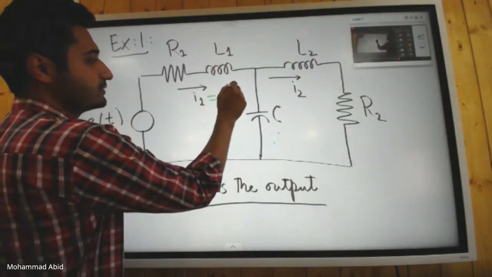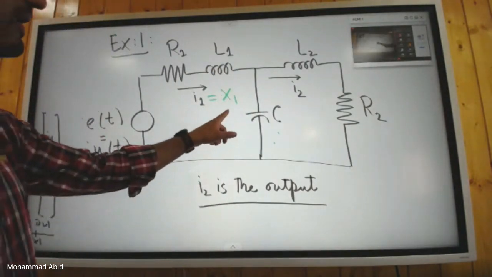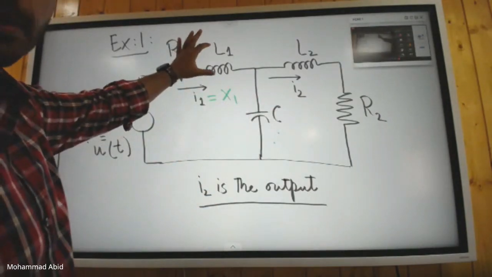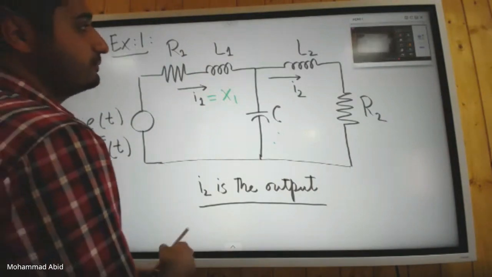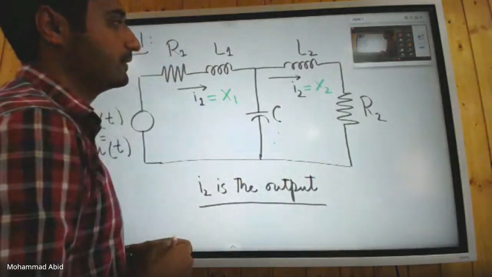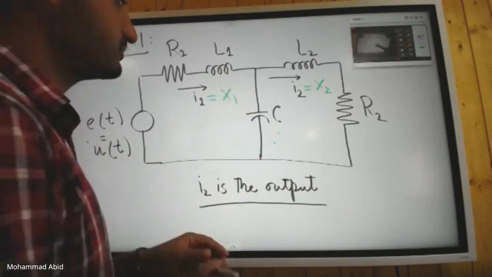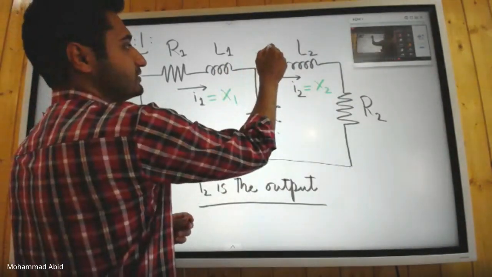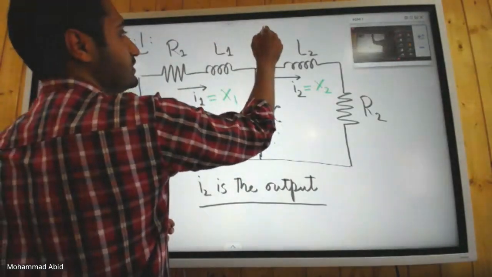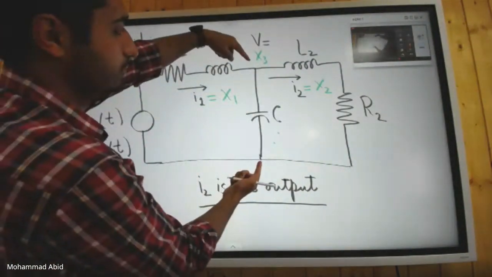I will rename it as X1. We mentioned the state variables as X1, X2, and so on. So your first state variable is the current through the first inductor. The second state variable will be the current through the second inductor. And the third state variable will be the voltage across the capacitor, which is the only capacitor. You can mention it here as X3, which is also your voltage across the capacitor V. That's V3, or you can just mention V. This is the potential across the capacitor.